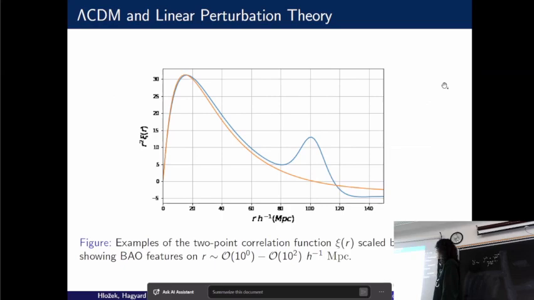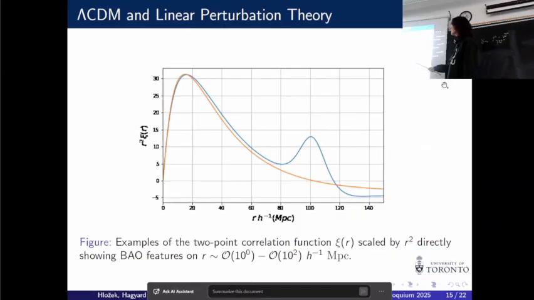This is a simulation that scales the correlation function by r squared, but you can see these massive peaks in the correlation function plot, around the order of tens, around the order of 10 to the 1 to 10 to the 2.